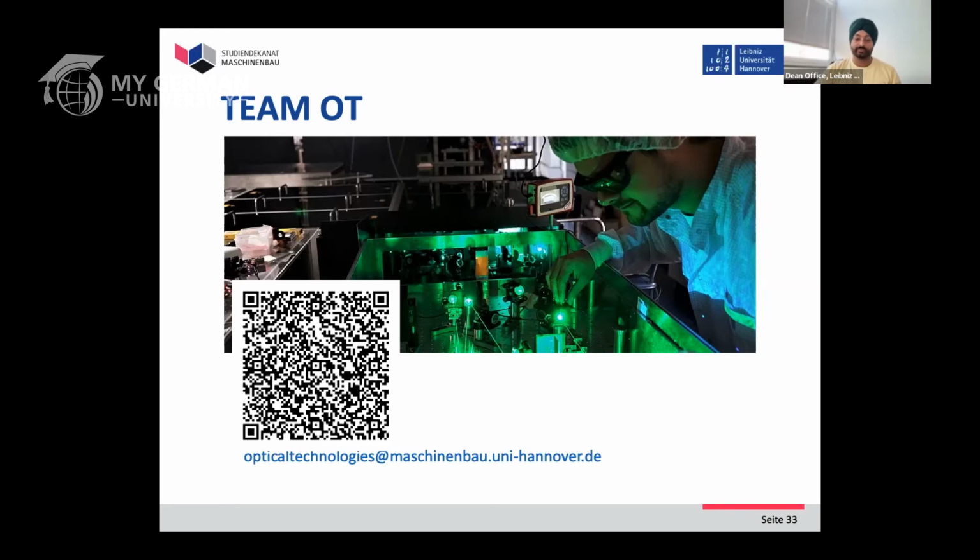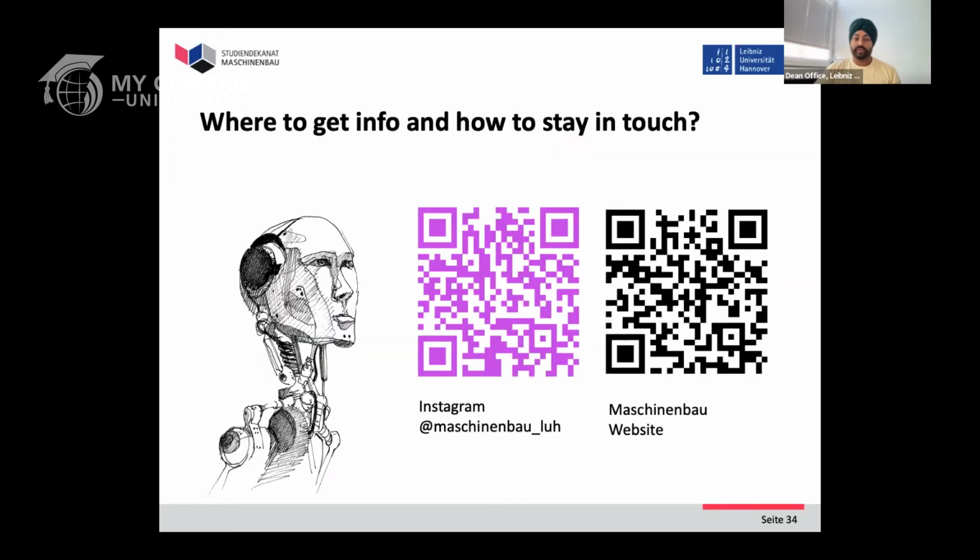And here are the QR codes for our Instagram and for our website. Mostly our mechanical faculty keeps updating when the deadlines are open, when an application period is open, when you can apply, how you can apply, or when we have some new program. We always put information on our Instagram and also on our website. So you can just scan the code and follow.